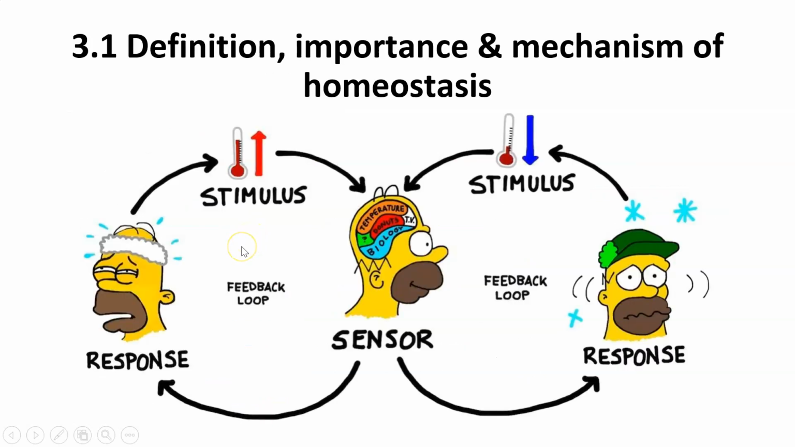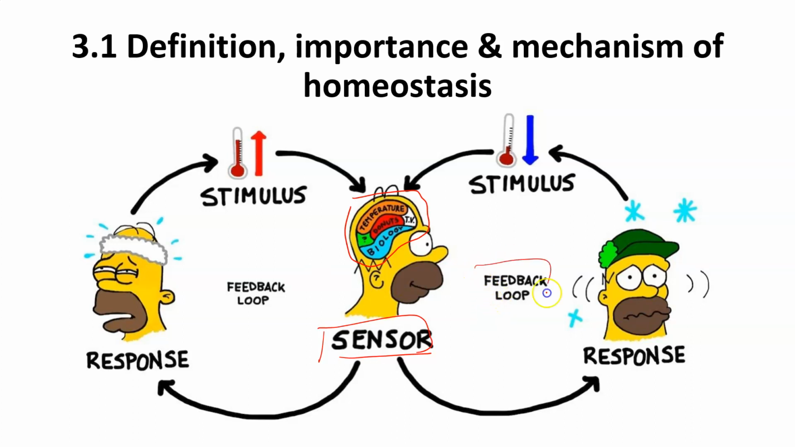Okay, so 3.1 definition and importance of mechanism and mechanism of homeostasis. So you have Homer here of Simpson. So the sensor. Homer ni watak yang selalunya dia blur je kan. I don't know whether you are familiar with the Simpson or not. Kartun lama, alright. So sensor. Alright, so this is the brain. So you have two types of stimulus here.